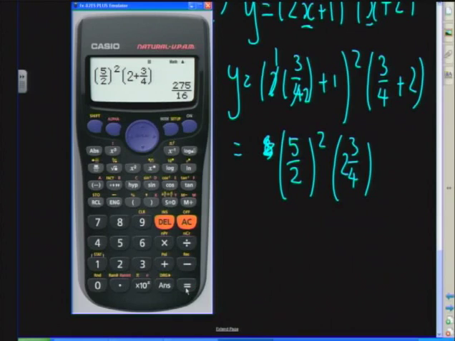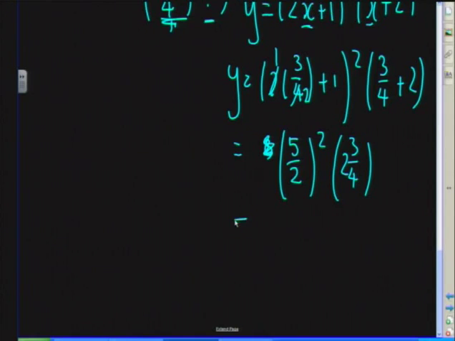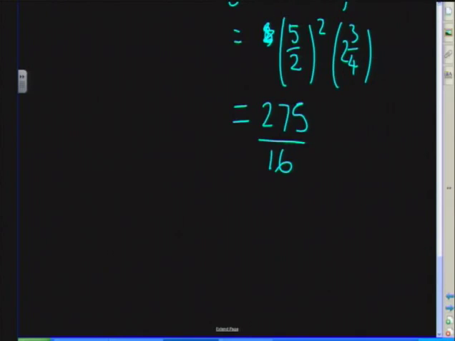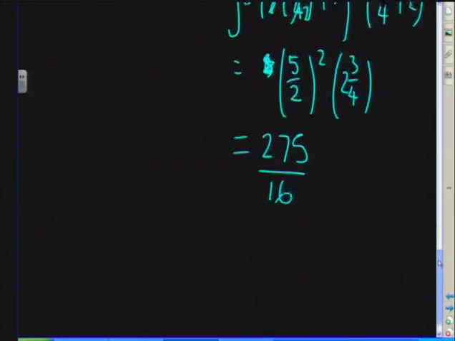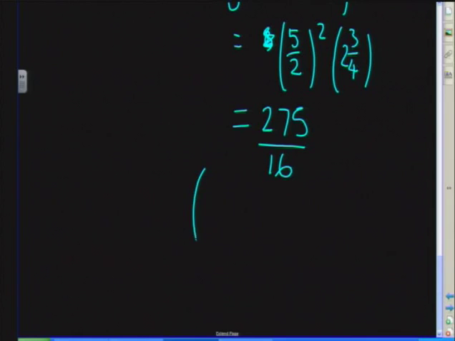And that's going to give me 275 over 16. As you can see, guys, the answers aren't really nice, pretty 1s and 2s and 3s. These are fractions, and it's real life. You get fractions and you get decimals. All right, so therefore our y coordinate is 275 over 16. So our point of contact is now 3 over 4 and 275 over 16.